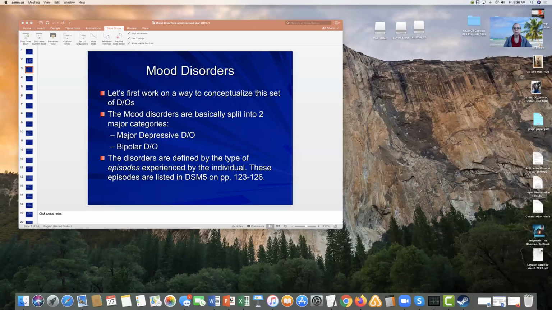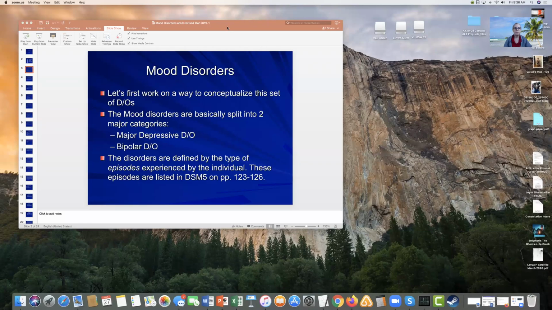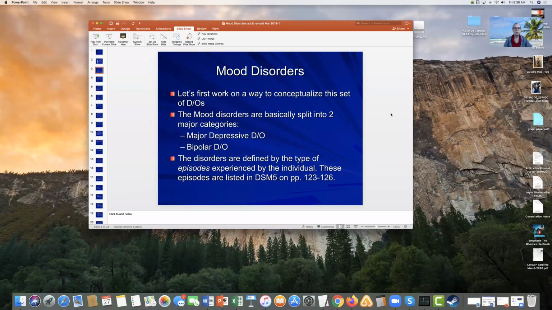So I'm going to go into the set of slides for this class, and let me share my screen here. I'm starting at slide number 3. Mood disorders are basically split into two categories. You have depressive disorders and you have bipolar disorders. Bipolar disorders are either manic episodes themselves or manic episodes mixed with depressive episodes. So you really need to familiarize yourself with the DSM section on pages 123 to 126 that I just spoke about.